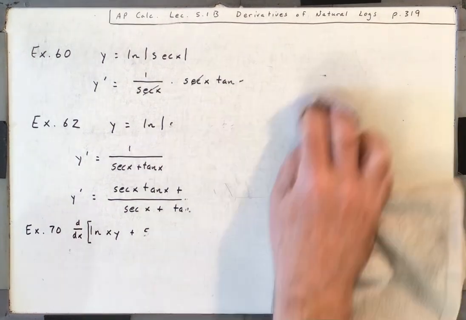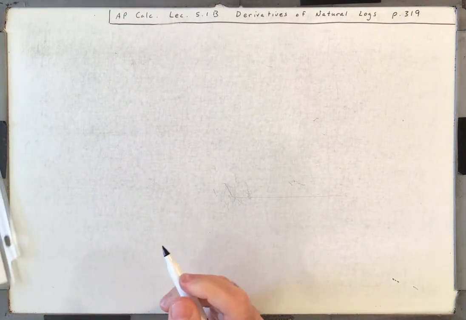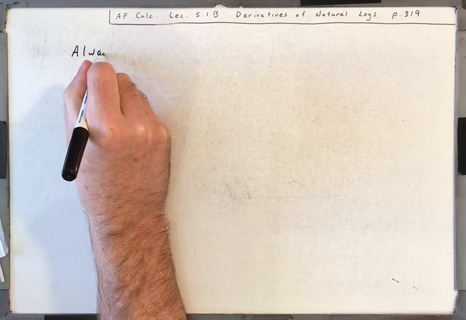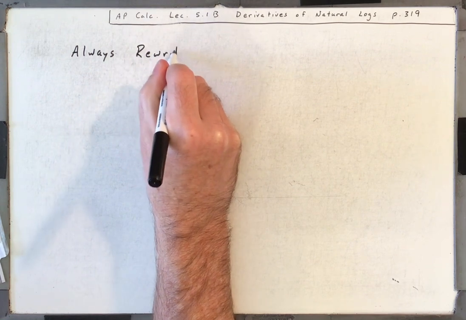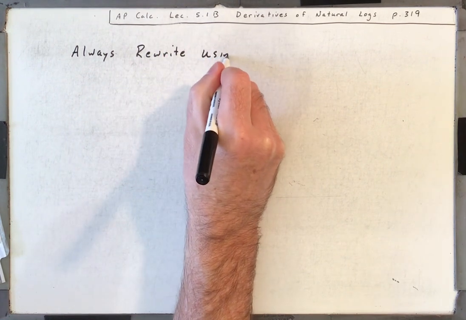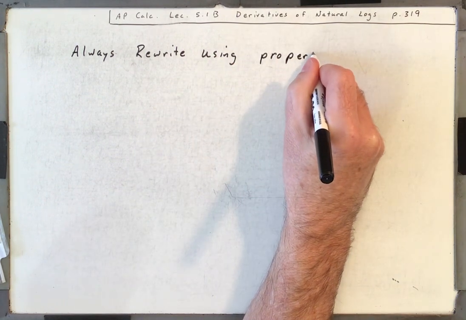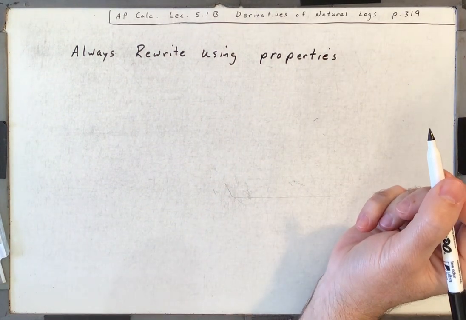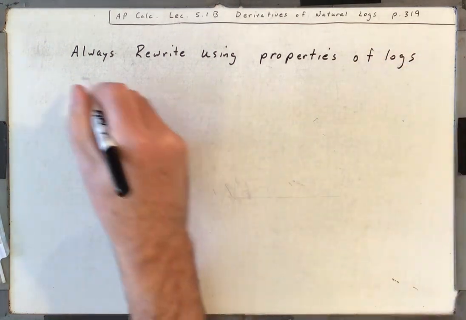Okay, so I think there's one of those on the homework. So I want to give you a big hint. Always rewrite using properties of logs when you can.